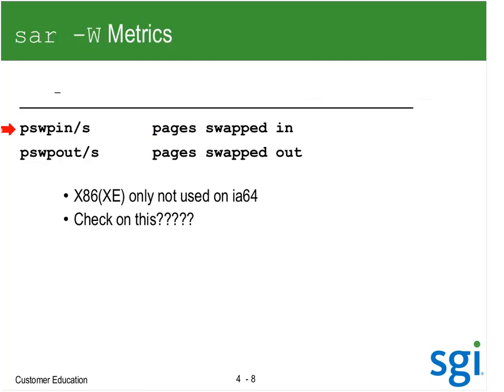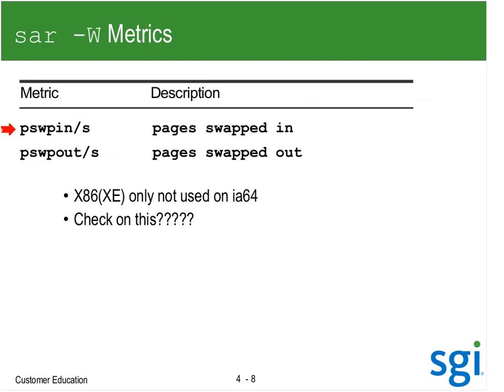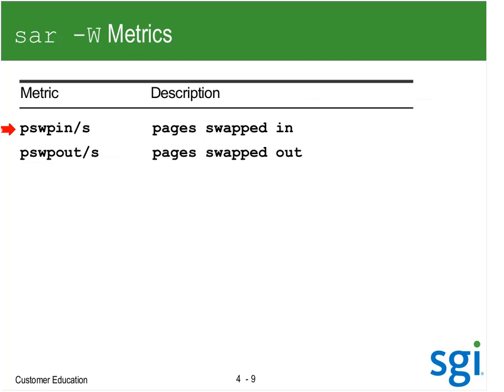Metrics, sar -B -W for pages swapped in and pages swapped out. And we were seeing that before. Again, I don't care so much about pages swapped out. It's when I need a page, when I take a page fault.